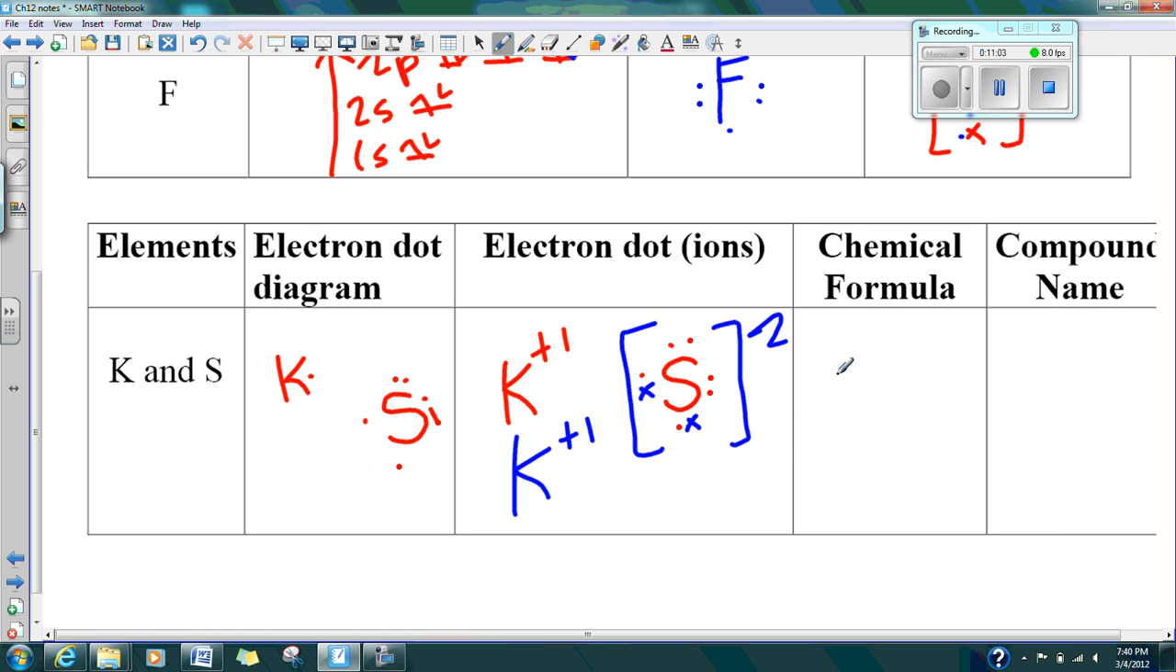So my chemical formula then here would be K2S. And this goes back to what we did in the fall. You look up on your cation anion sheet, potassium is +1, sulfur is -2. Lowest common multiple would be that I need 2 potassiums for every 1 sulfur. You've written this formula many times. And you wrote down the compound name. It would be potassium sulfide. Remember, it has an -IDE ending.